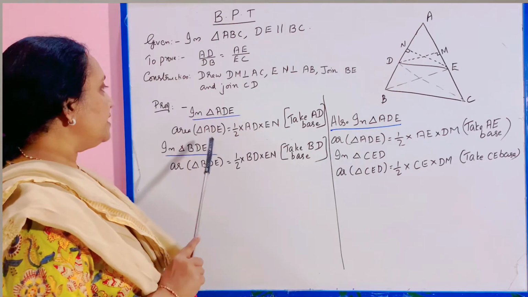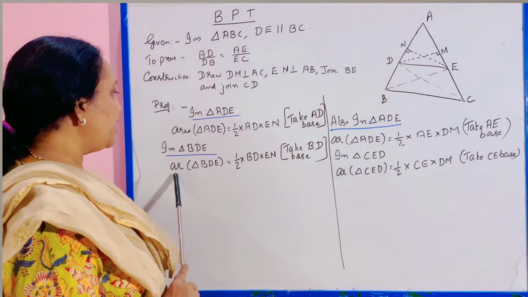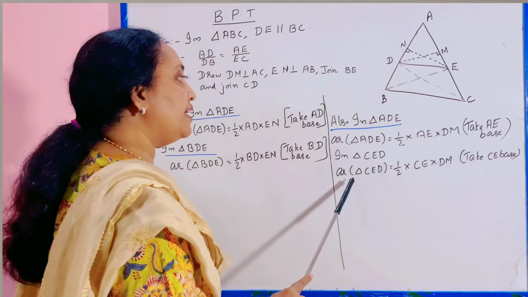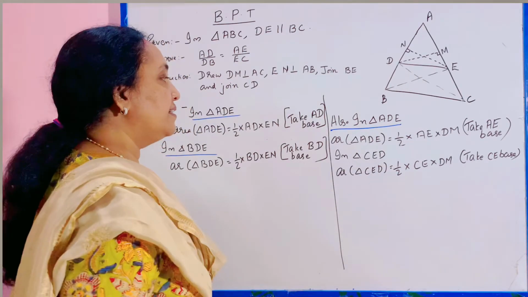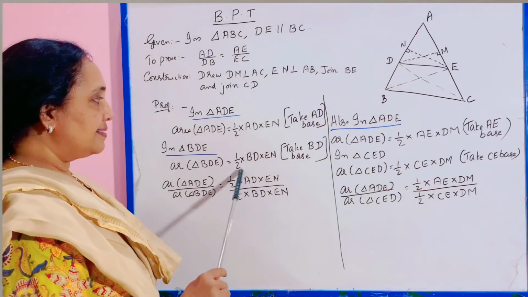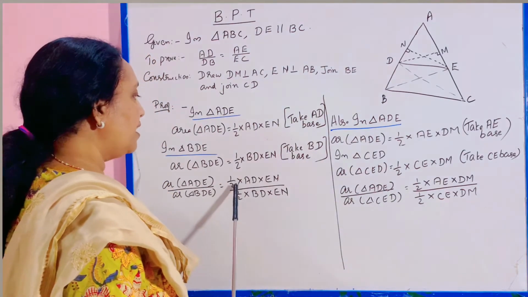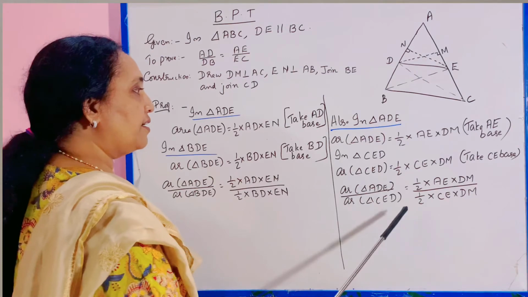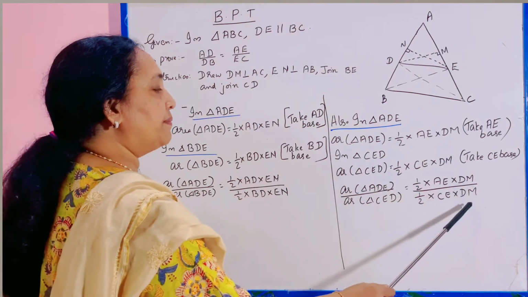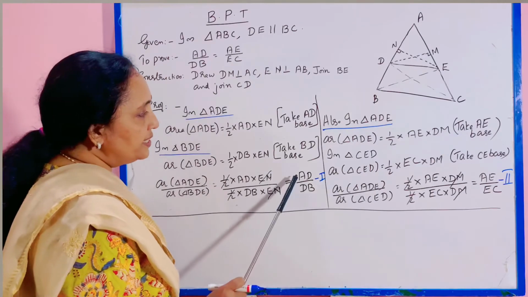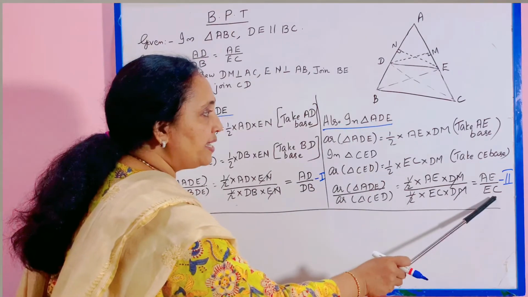Now find the area of triangle ADE by the area of triangle BDE, and the area of triangle ADE by the area of triangle CED. Now you will get it like this. Look here. The common factor is half and EN. Here also half and DN. Cancel the common factors. Now we want to prove that AD by DB is equal to AE by EC.